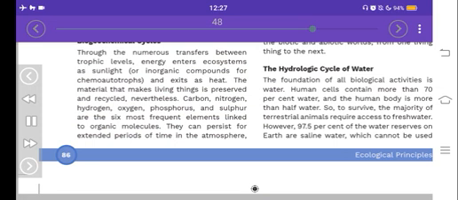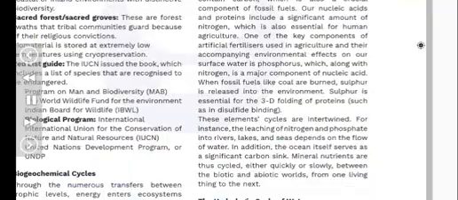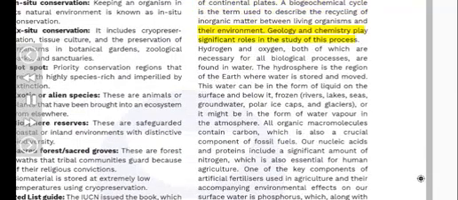This material recycling is influenced by a number of geologic processes, including weathering, erosion, water drainage, and the subduction of continental plates. Biogeochemical cycle is the term used to describe the recycling of inorganic matter between living organisms and their environment. Geology and chemistry play significant roles in the study of this process. Hydrogen and oxygen, both of which are necessary for all biological processes, are found in water. The hydrosphere is the region of the Earth where water is stored and moved. This water can be in the form of liquid on the surface and below it, frozen rivers, lakes, seas, groundwater, polar ice caps, and glaciers, or it might be in the form of water vapor in the atmosphere.